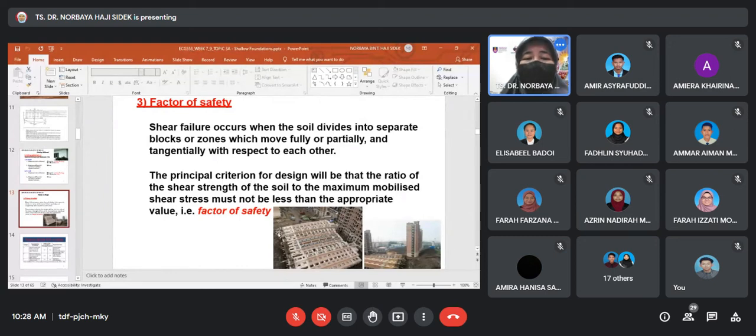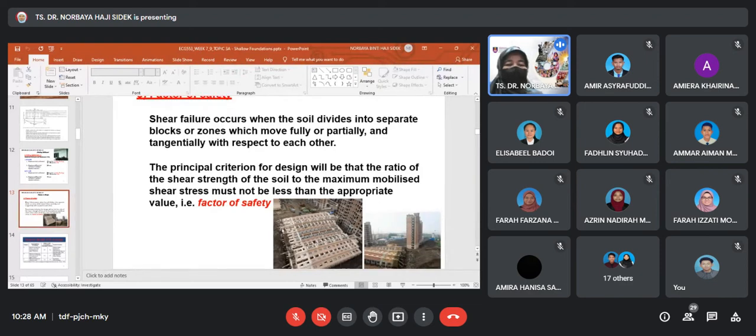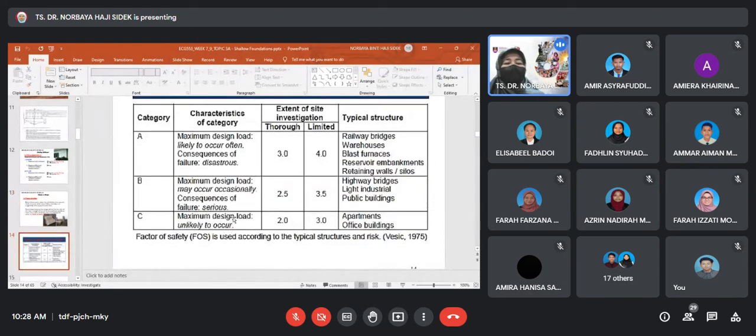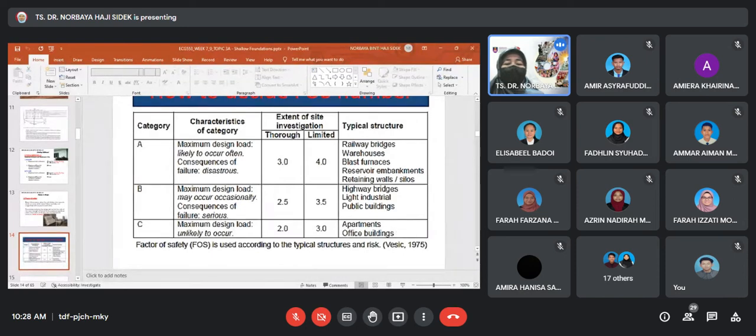So here, you need to make sure that the maximum mobilized shear stress must not be less than the appropriate value. Okay, so this is what is meant by the FOS, the factor of safety. So now, this is by one of the previous researchers, okay, Vesic in 1975, okay.